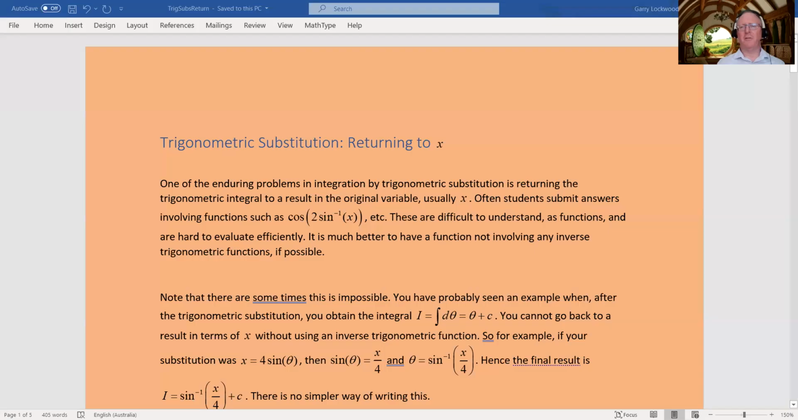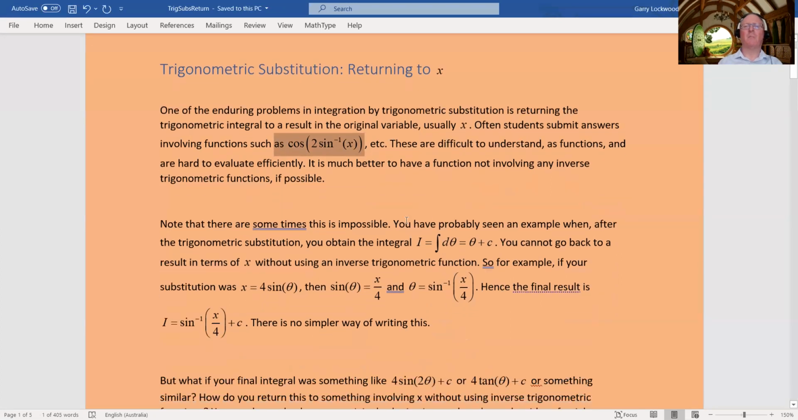It's also very inefficient to calculate because all those functions, if you call a computer program for them, they've got to make an external call, and it's not very efficient. So today what I want to do is talk about going back from an integral with theta in it, function with theta in it, the answer with theta, to an answer involving x. And this is the sort of thing I'm talking about, and it's not very helpful.